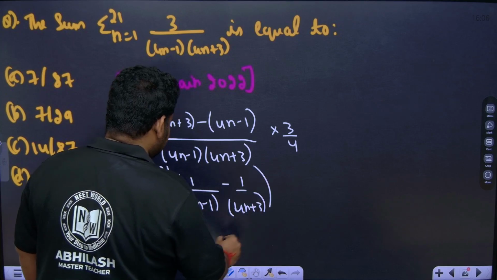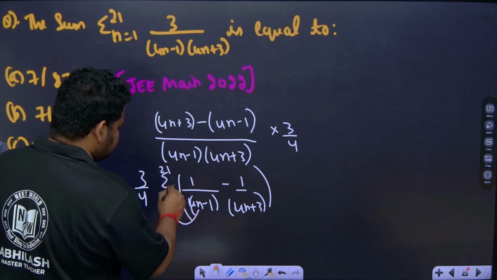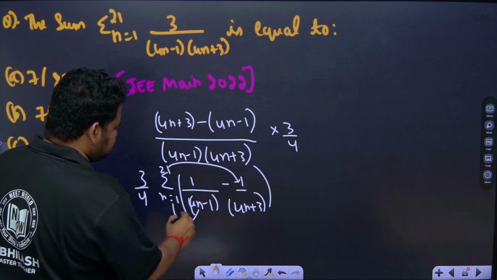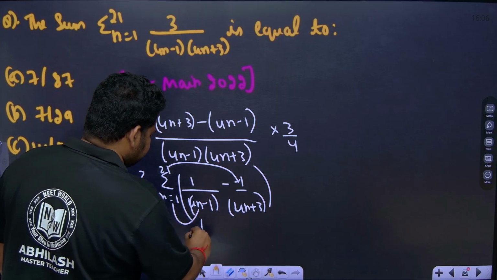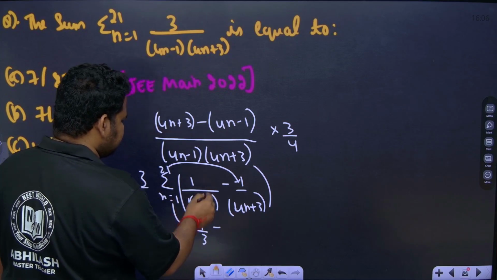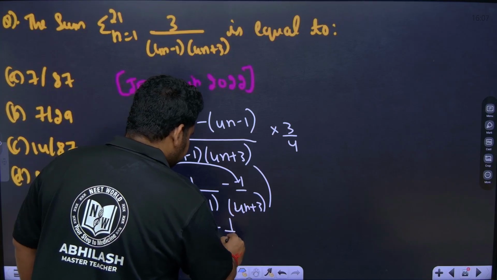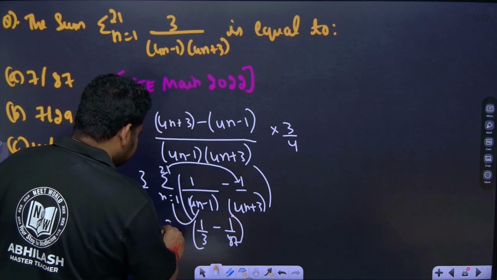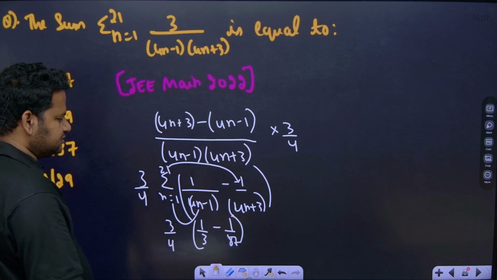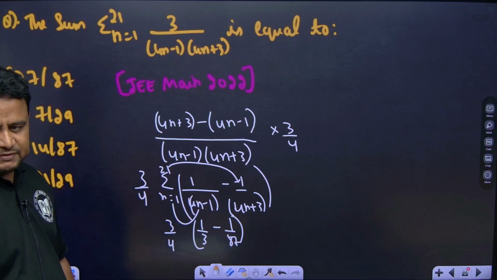Now, what I have to do? Smaller number I have to apply for smaller term, bigger number I have to apply for bigger term. So, this will become 4 into 1 is 4, minus 1 is 1 by 3, minus 4 into 21 is 84, plus 3, 1 by 87. Clear? This will be 3 by 4. 87 and 3, what is the LCM? 87 only.